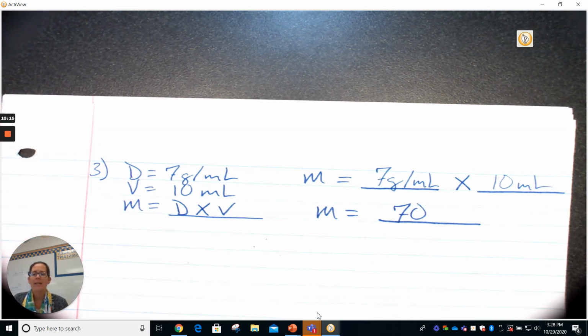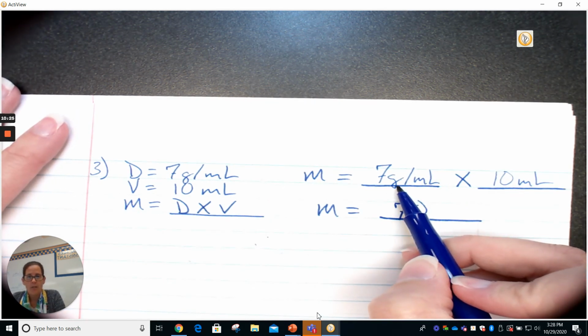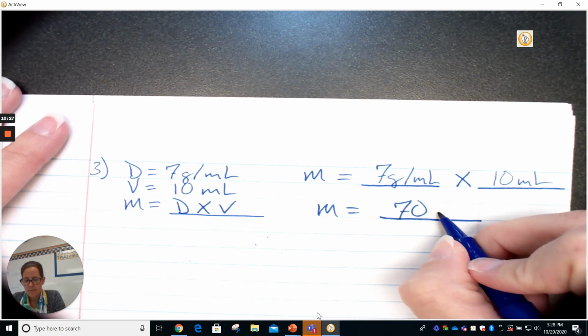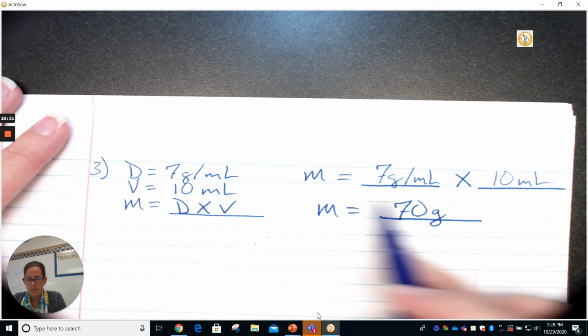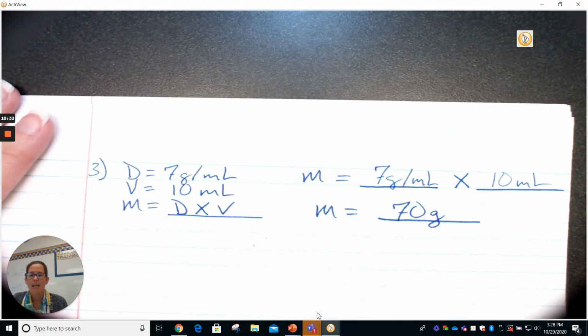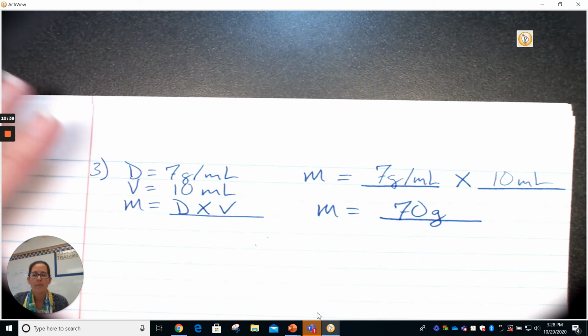Okay, so now we've got to have the correct units. And if you remember from our vocab, the metric unit for mass is gram, and you see it's right here. We're just going to pull that one down. We don't need the milliliters because we don't have a volume here. All we have is a mass. Okay, so the answer to number 3, mass equals 70 grams.